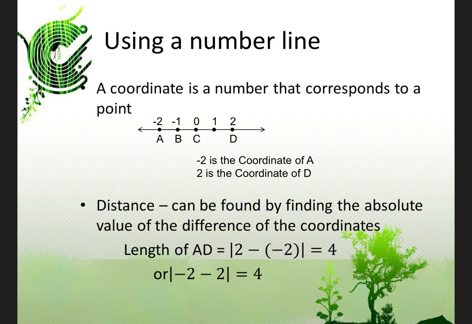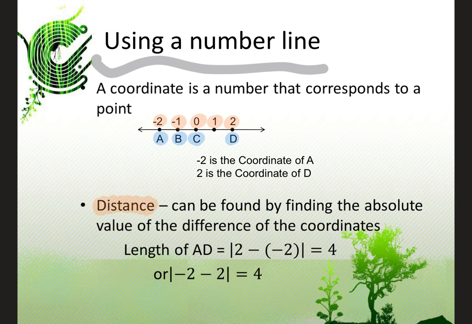So first up is using a number line. A coordinate is the number that corresponds to a point. So when you're looking at a number line, there's two things happening. One is the letters, and these are the names of the points, and then the number value would be the actual coordinate. And then this slide also talks about distance.